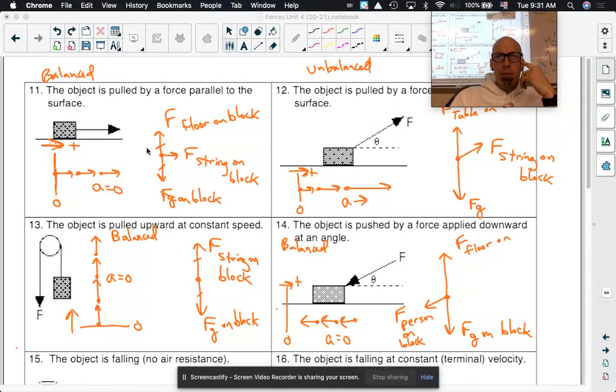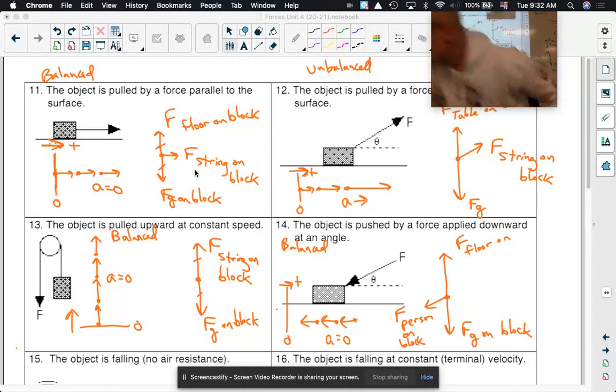There's got to be something pulling opposite the direction of the string to create balance with the force of the string. What could it be? What force could there be on an object pulled across a floor that would balance out the force of the string on the block? I hope you're thinking friction force, and it would be a kinetic friction force.